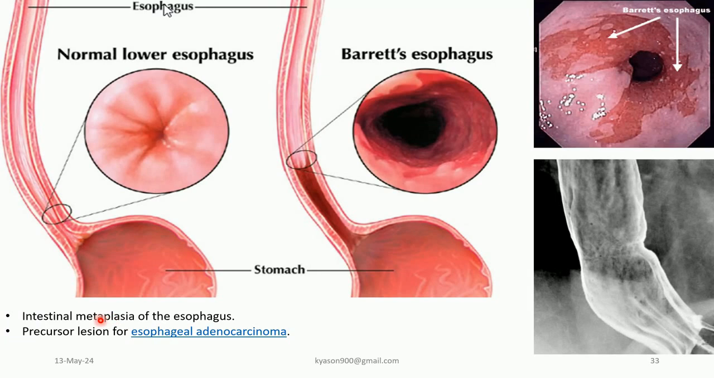Metaplasia means replacement or transformation of one epithelium with another, as simple as that. The esophageal epithelium or mucosa is replaced by the gastric epithelium.